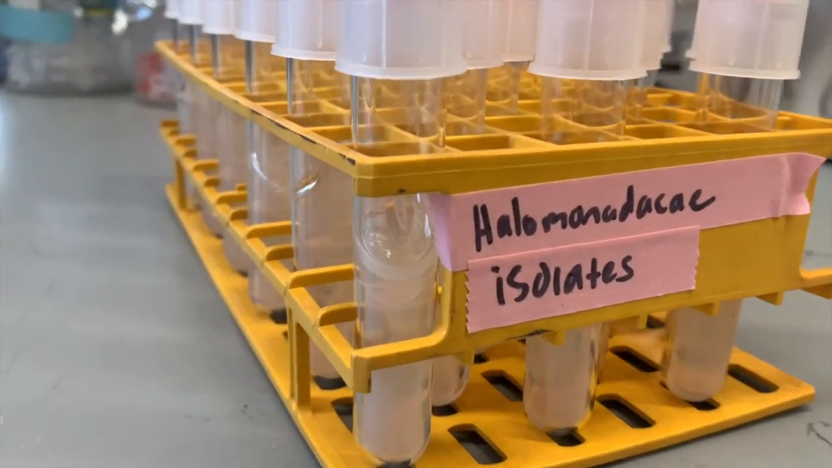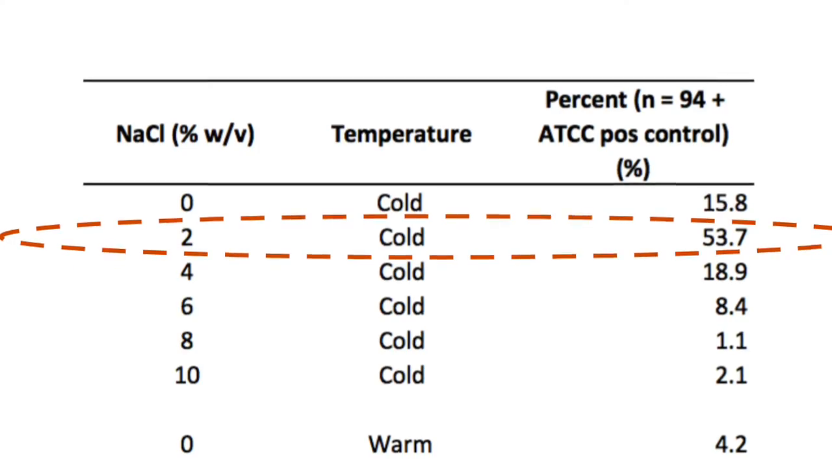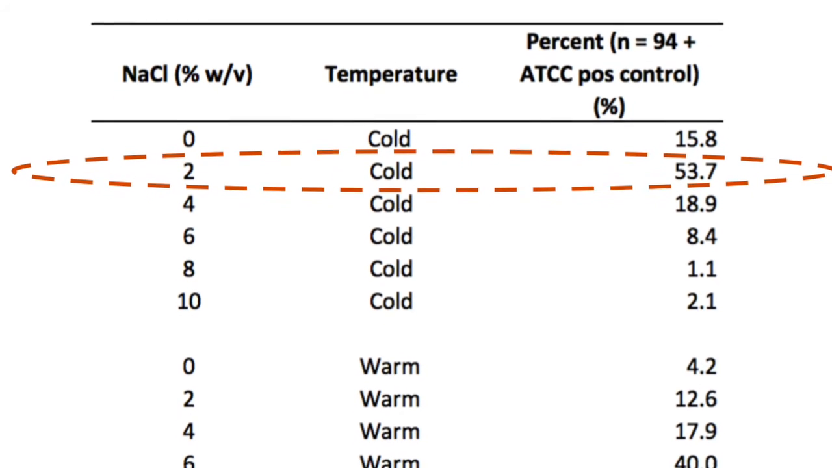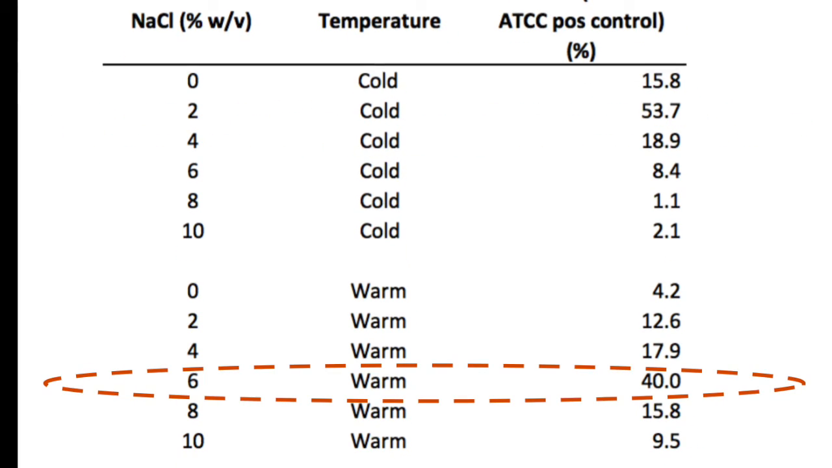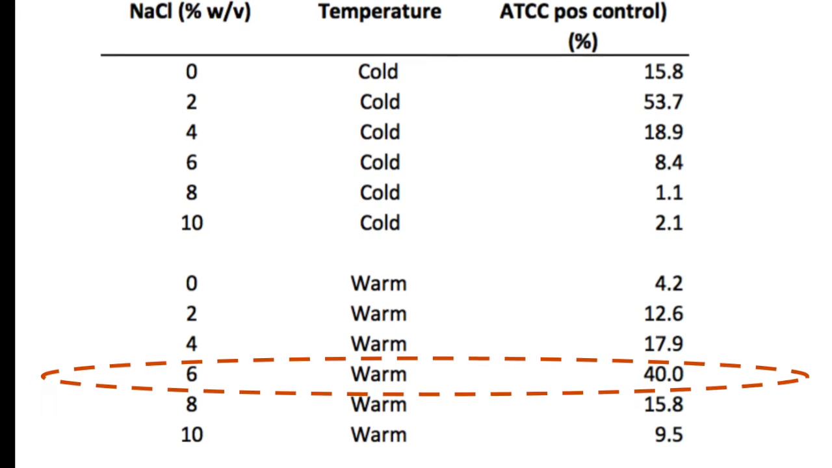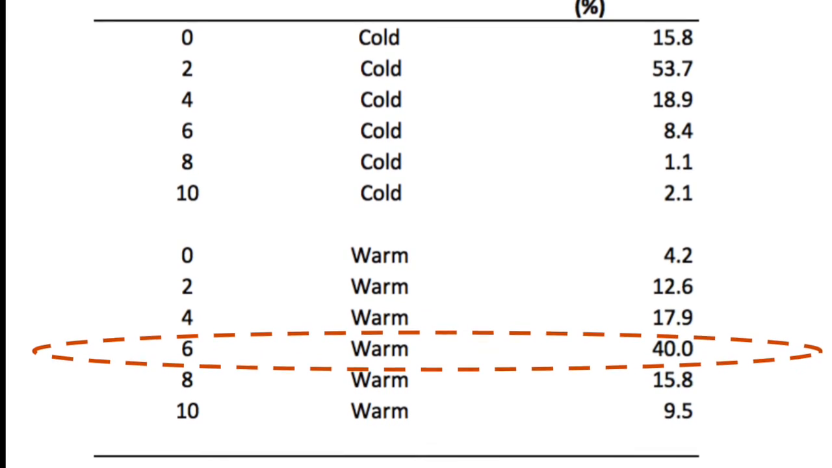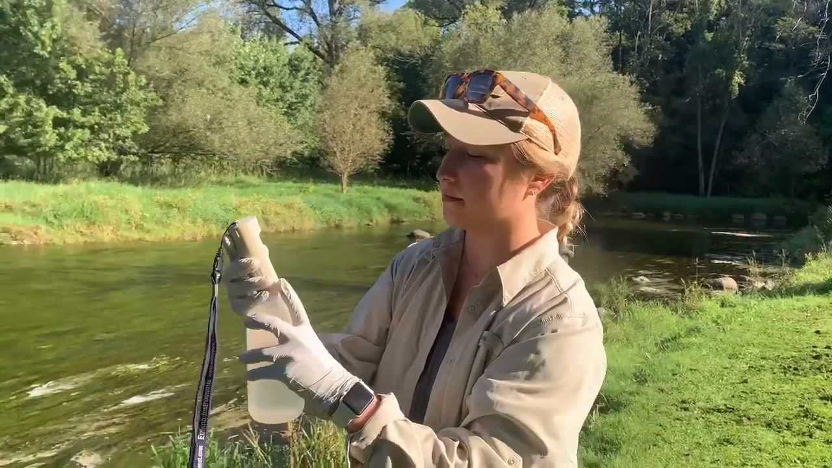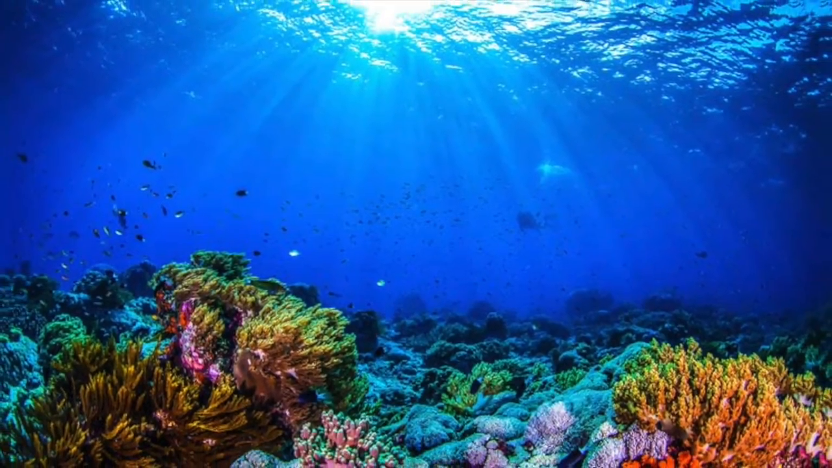A total of 94 isolates were collected and characterized by salt concentration and temperature preference in laboratory-controlled experiments. Isolates tested at 5 degrees Celsius, a cold temperature, favored 2% salt, equivalent to a chloride concentration of 12,000 milligrams per liter. At 18 degrees Celsius, a warm temperature, isolates shifted to a preferred salt concentration of 6% salt, which is equivalent to a chloride concentration around 36,000 milligrams per liter. To put these concentrations into perspective, our oceans are about 20,000 milligrams per liter.